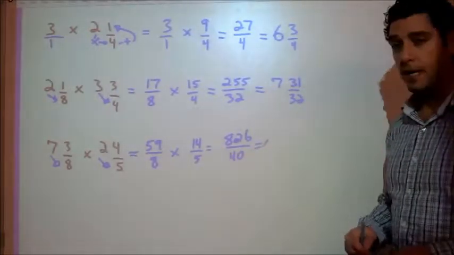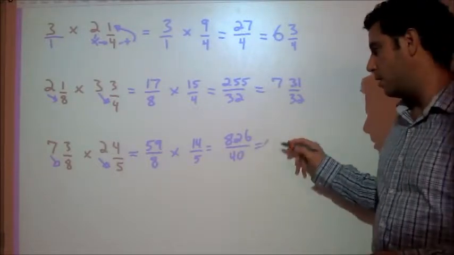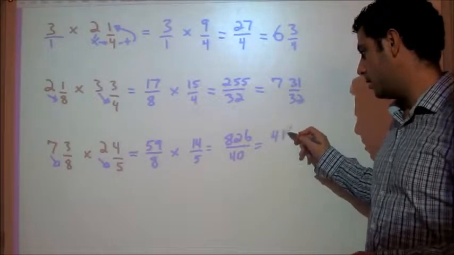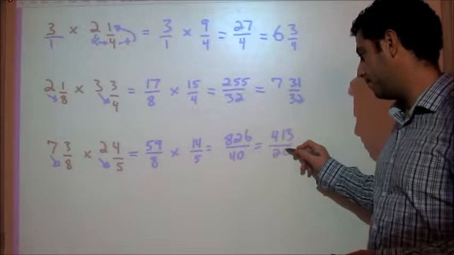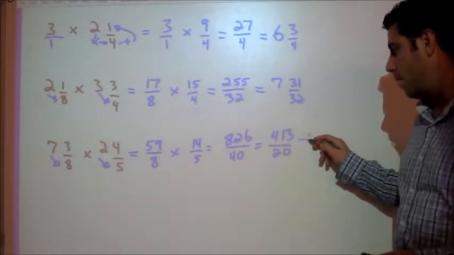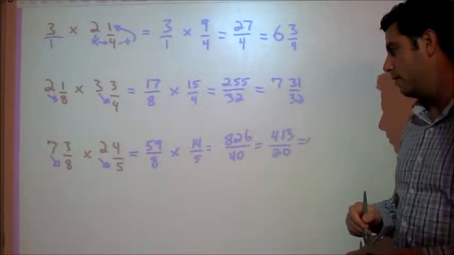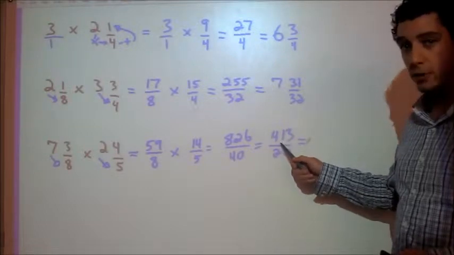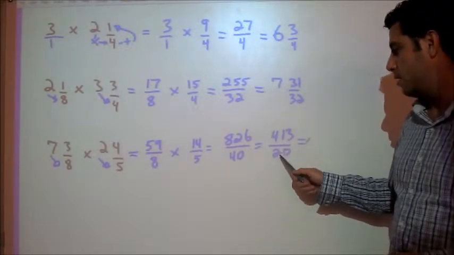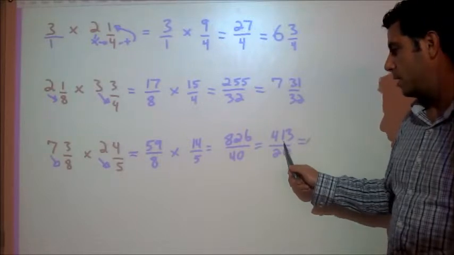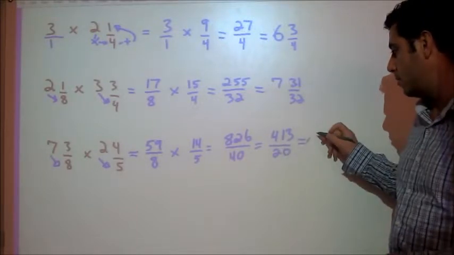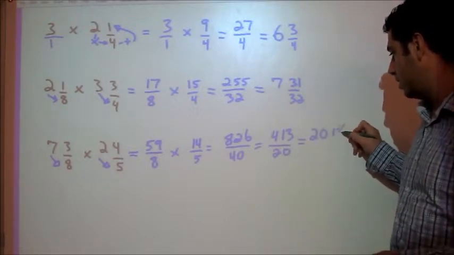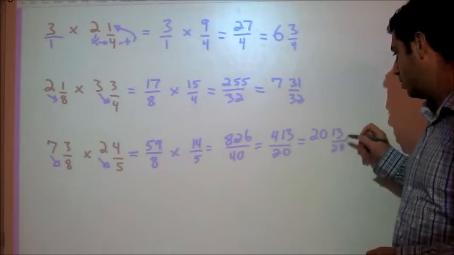Now we can simplify these. They're both even numbers, so we can halve them, or divide them by 2. That would be 413 over 20. And then we need to determine how many 20s go into 400. Well, there are 5 20s in every 100. So that means there would be 20 20s in 400. So that would be 20, and there would be 13 20ths as a remainder.